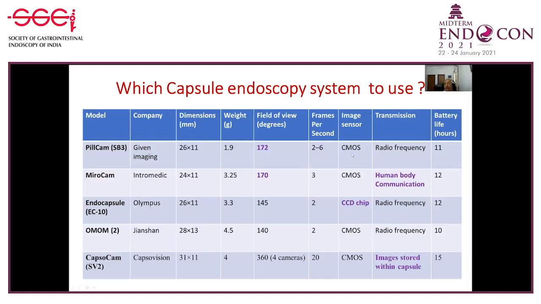The image sensor used is the CMOS for all except the EndoCapsule, which has a CCD chip, and the transmission is by radio frequency in all except MiroCam, where it is a human body communication. CapsoCam does not require transmission because all the images are stored in the capsule. And consequently, when the capsule is excreted in the feces, it has to be retrieved using a magnetic wand. The battery life is around 12 hours for most capsules.